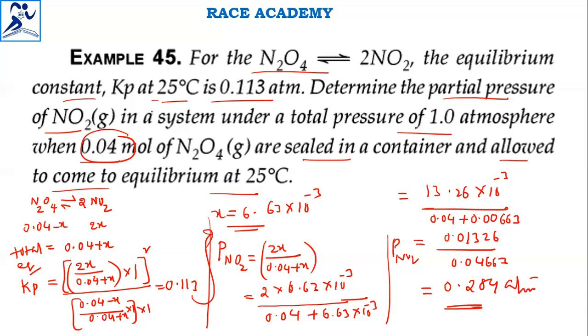The aim of this problem is to find the partial pressure of NO2. That is the answer for this question. We will move to the next question in another part. I will attach that one to the next one. So let us see the next one.